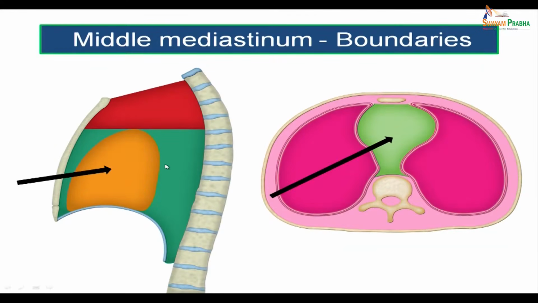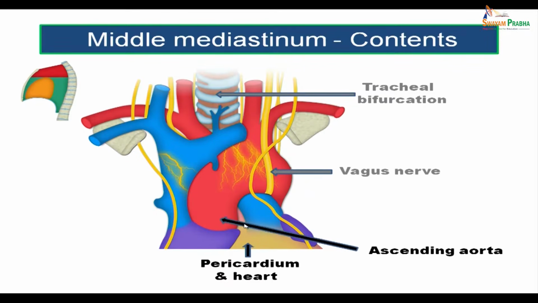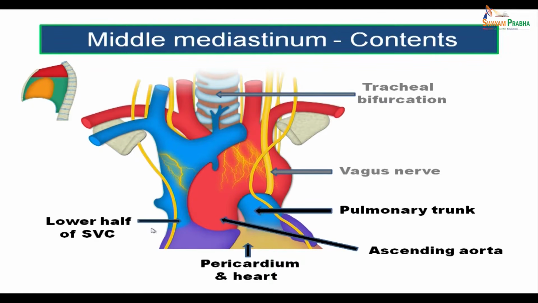The middle mediastinum is bounded by the pericardium and its contents. So you find in the middle mediastinum the heart and the pericardium along with the ascending aorta, the pulmonary trunk, and the lower end of the superior vena cava, that is the intrapericardial part. Just before it becomes intrapericardial, it receives the arch of azygous vein. So, this is not a content of middle mediastinum.